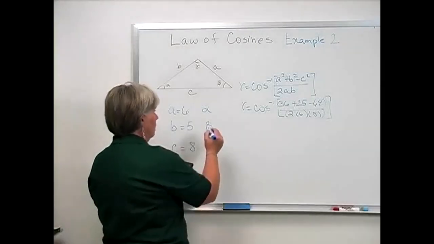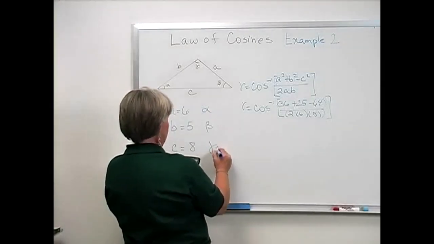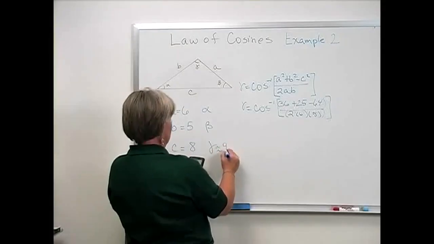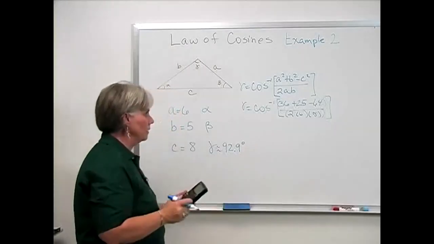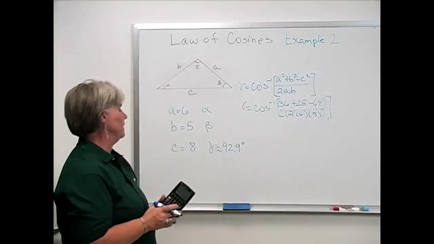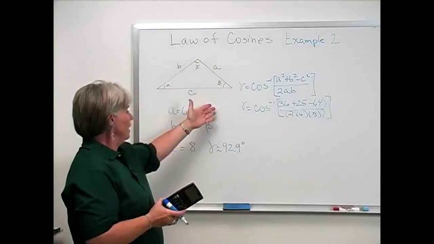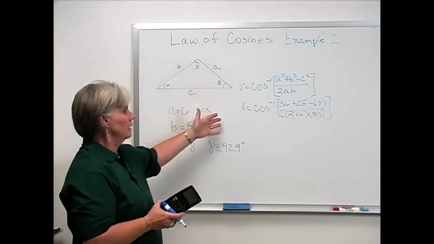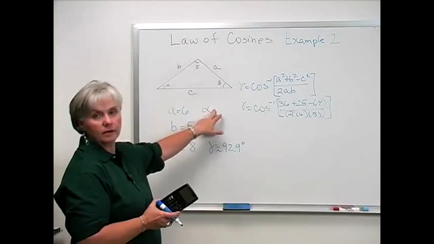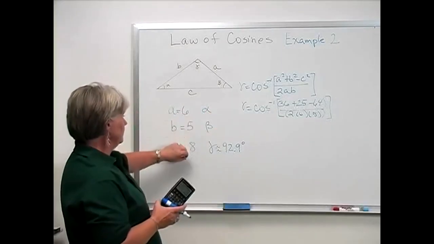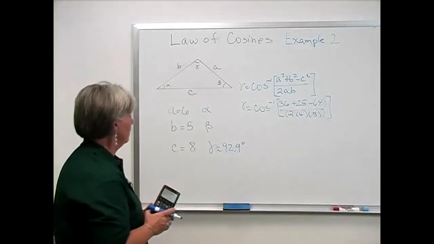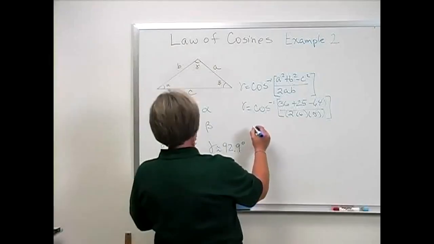All right, so for gamma, we get approximately 92.9 degrees. Now, it doesn't really matter which of these other angles we find. I'm going to find alpha, and I'm going to use the law of cosines again. These are all exact numbers. They're easy to enter into your calculator, so it's not going to be too much to worry about.